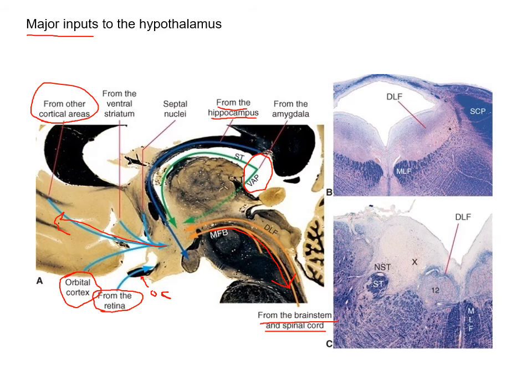On the right here, it's showing you where the DLF is. I don't want you to worry about identifying that. You can see how sparse those axons are. So it's the little darkly stained spots in that area is where the DLF is. I would not ask you to be able to identify that.